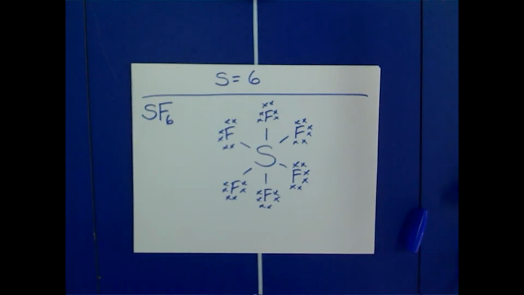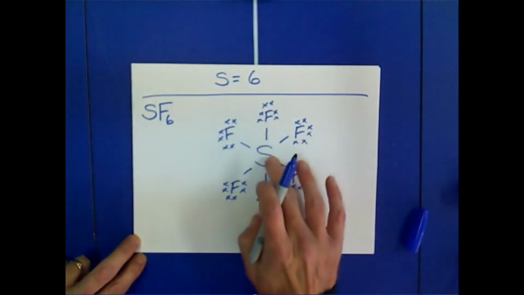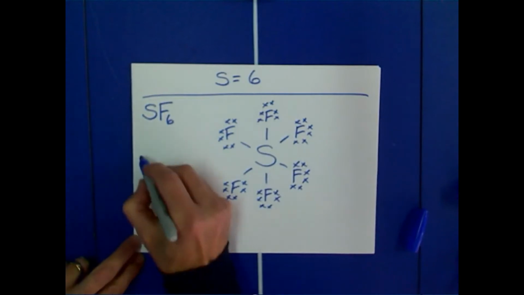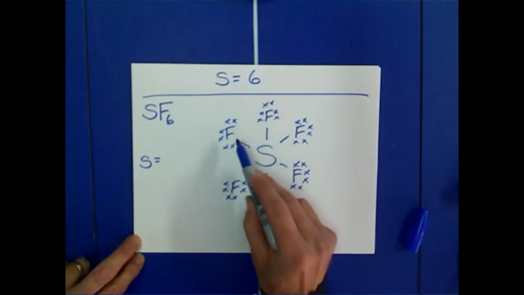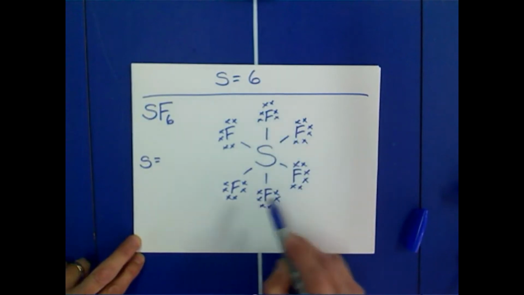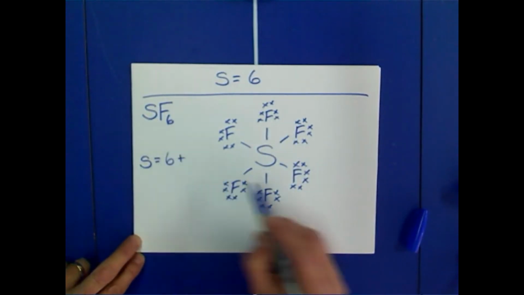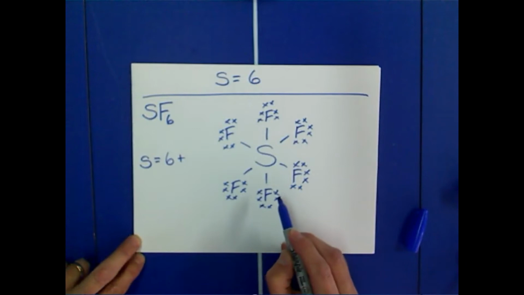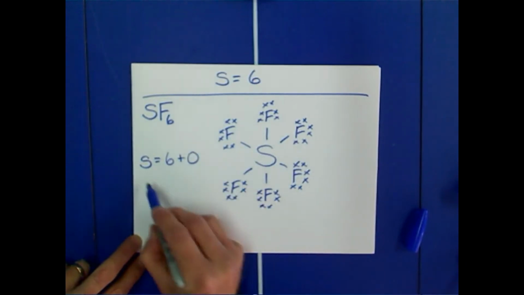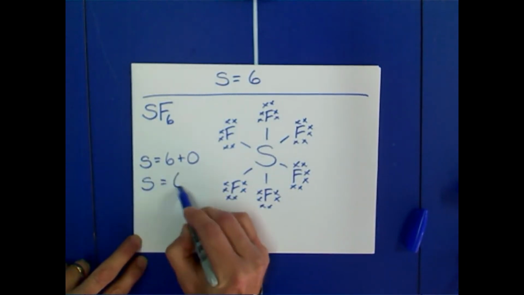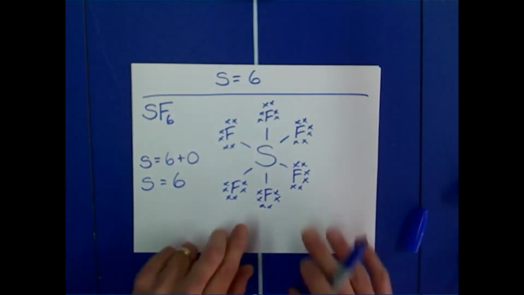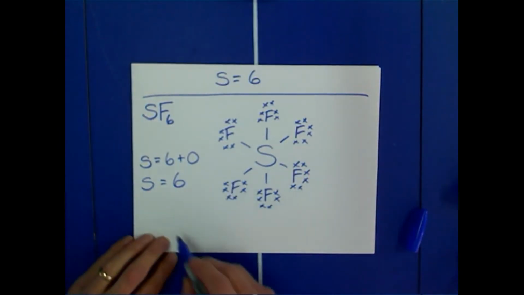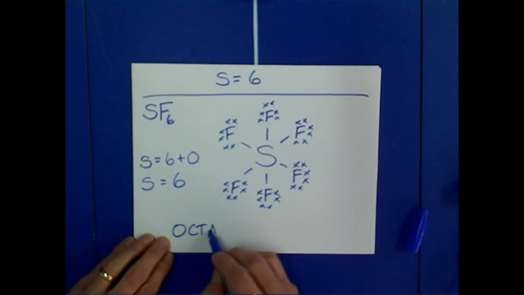If we were to calculate the steric number for sulfur in sulfur hexafluoride, that's going to be the number of atoms attached to the sulfur, which is 1, 2, 3, 4, 5, 6, plus the number of lone pair electrons on the central sulfur, which is 0. Of course, that's going to give us a steric number of 6. When there's a steric number of 6, the pairs of electrons surrounding the central atom take on what's known as an octahedral arrangement.